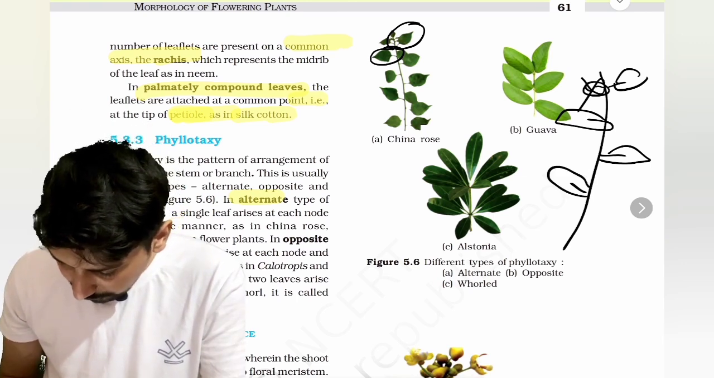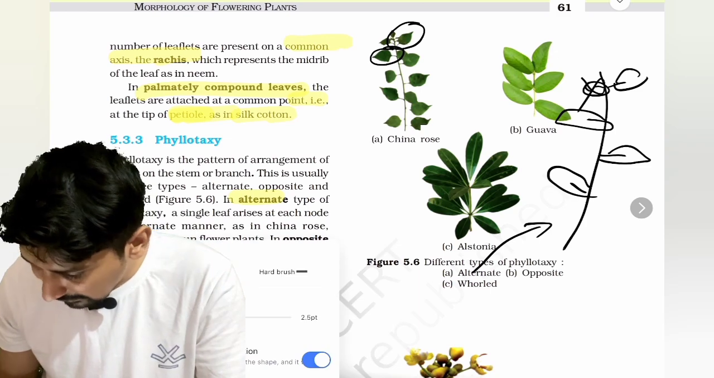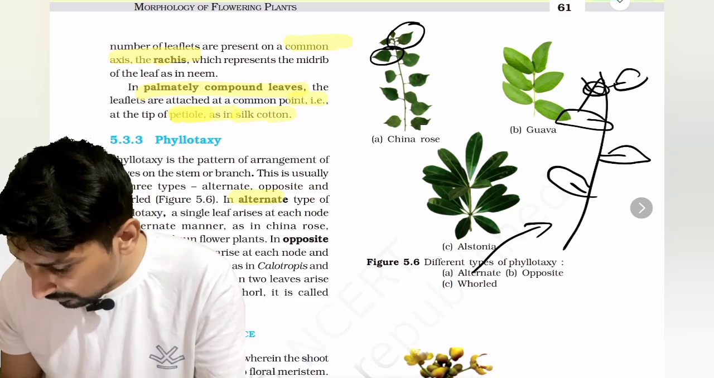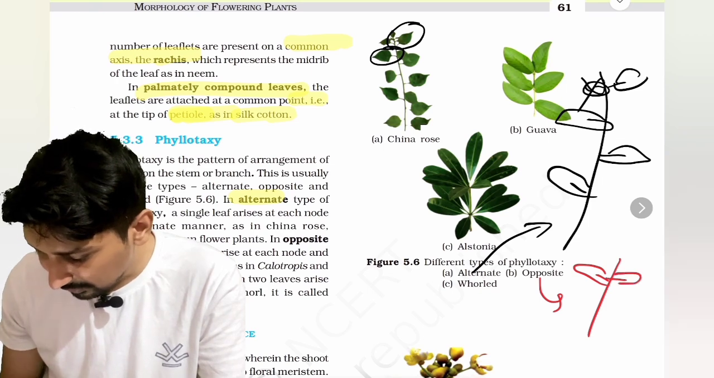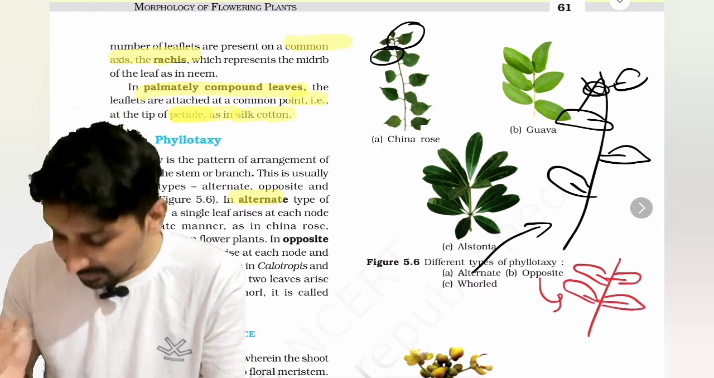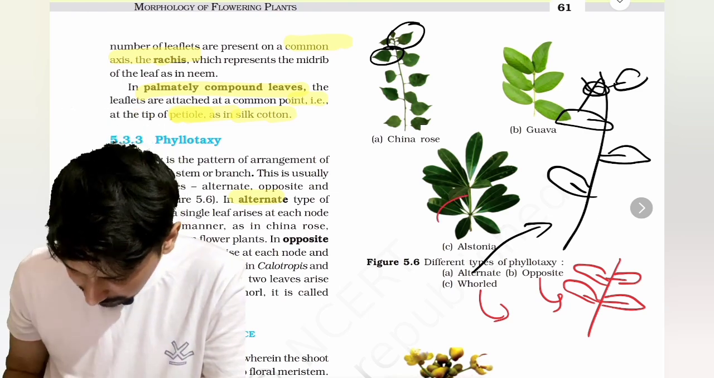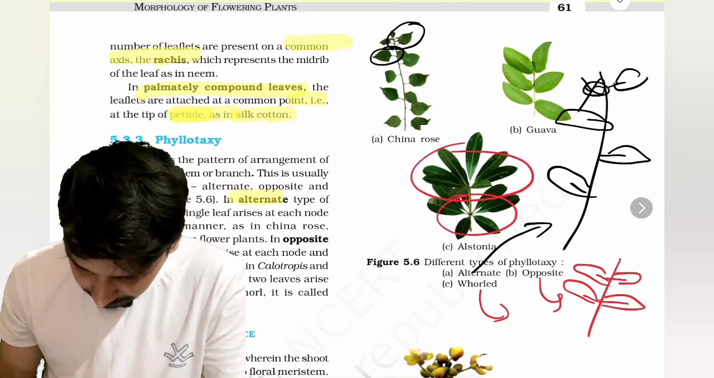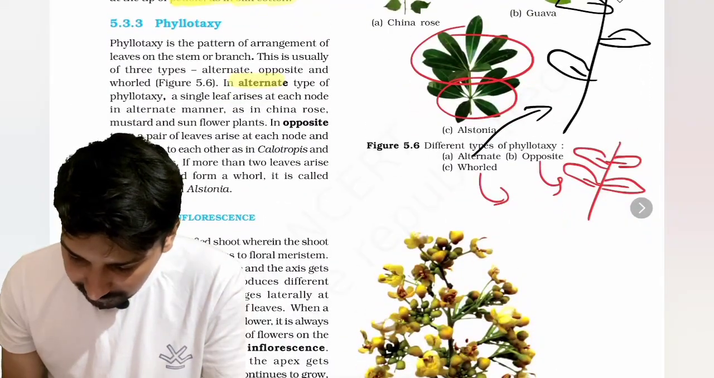Whereas if you talk about the opposite type, here is one leaf, and opposite to that another leaf, then another leaf, and opposite to that another. Whereas in whorled, multiple leaves are present at one point, which is known as whorled. You can see the examples. There are usually three types: alternate, opposite and whorled.